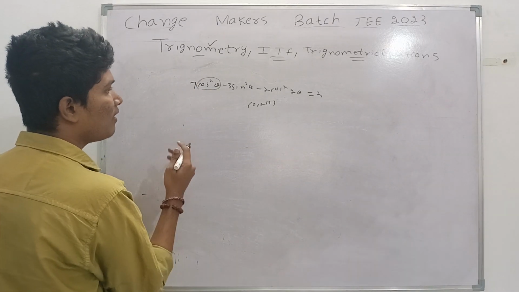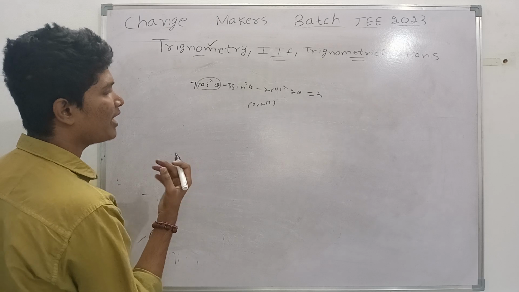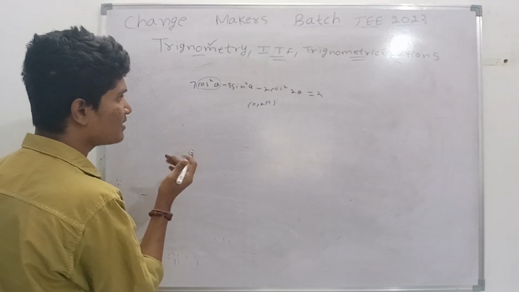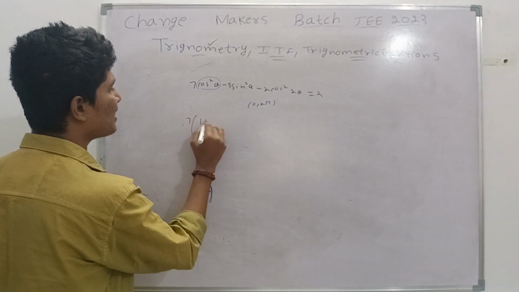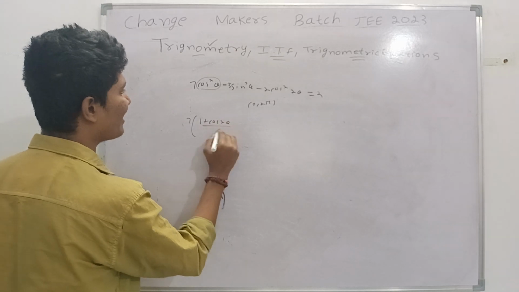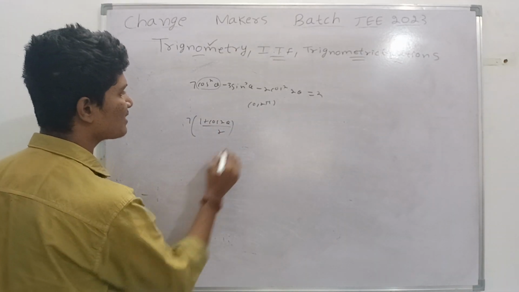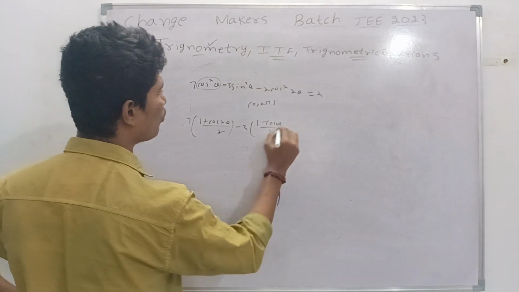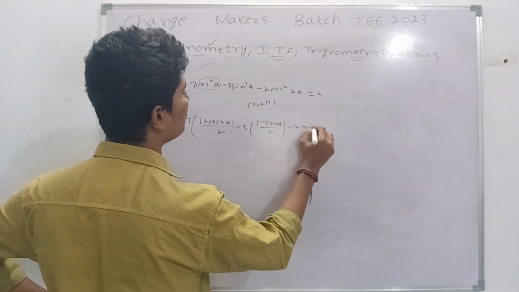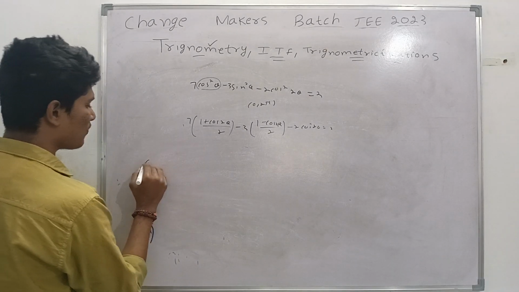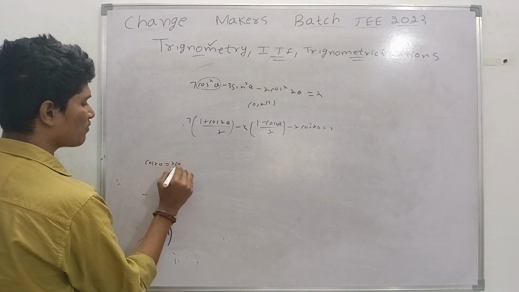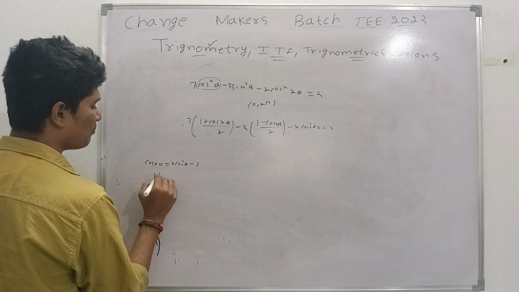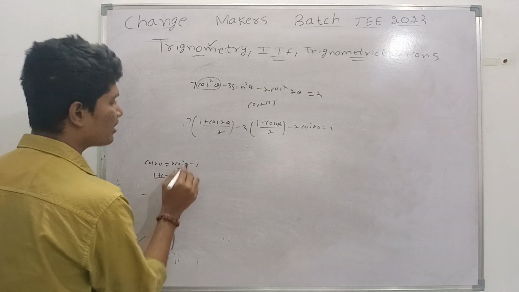You have to see it like this. For cos square theta, can we change cos square theta into anything? Can we write it as 1 plus cos 2 theta divided by 2? Yes. Here also, 1 minus cos 2 theta divided by 2, can we write? Yes, because there is a formula: cos 2 theta equals 2 cos square minus 1. So 1 plus cos 2 theta divided by 2 is nothing but cos square theta.